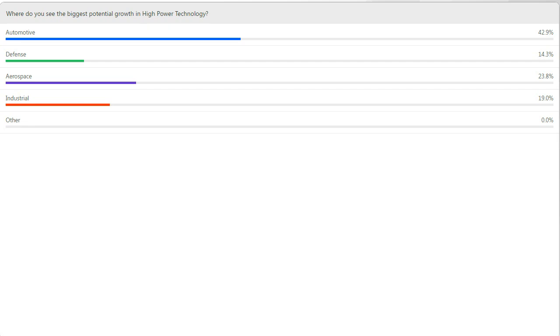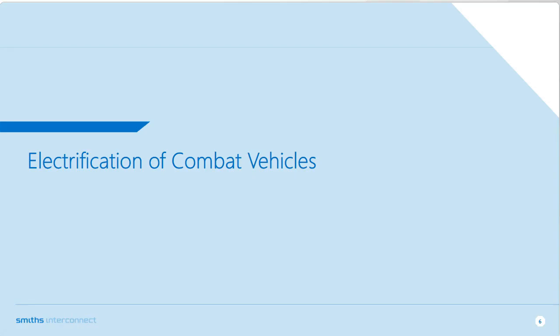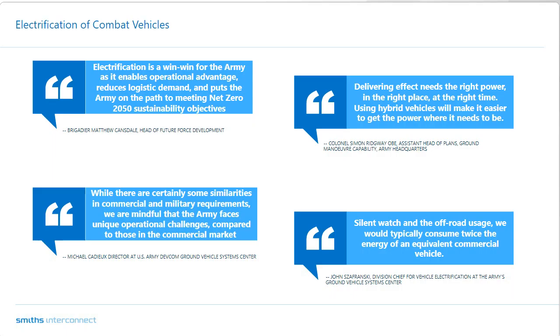So Smith's Interconnect is catering to all of these markets, but they're being catered to quite differently. So that's why we're covering defense and aerospace today, even though it may not be the area for high power that's the highest growth, but it needs to be catered to separately. So with that, we'll move into electrification of combat vehicles, which is a really exciting area for growth. And we'll start with a few quotes here.